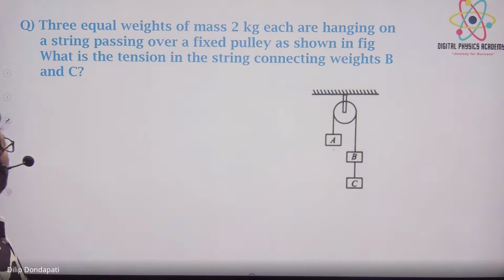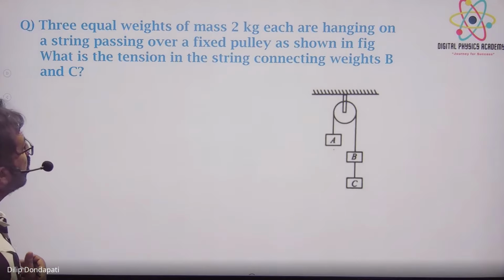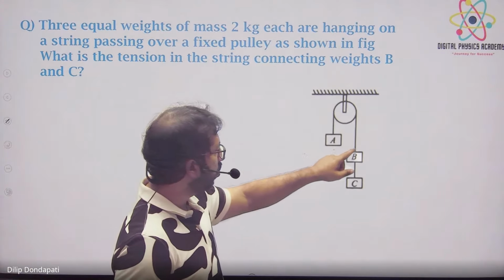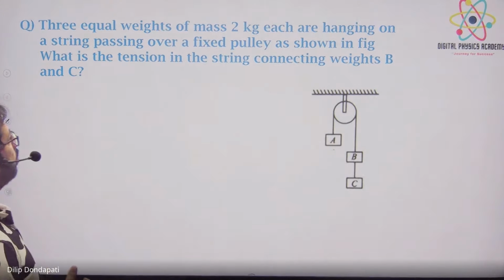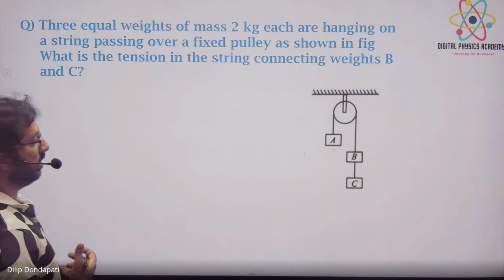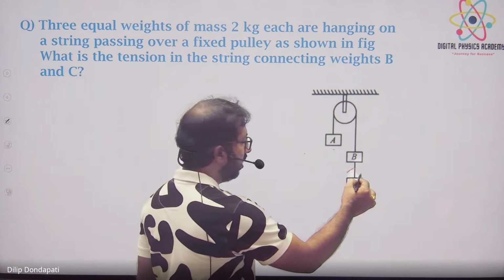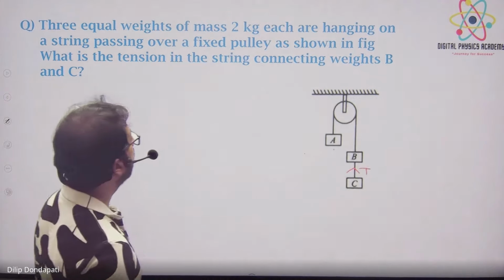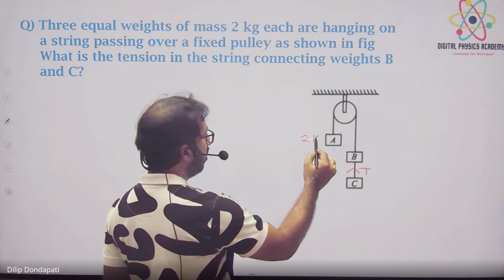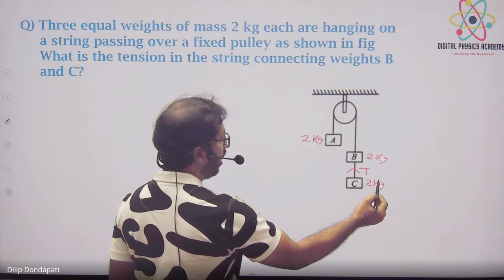ओके. Go for 3 equal weights of masses 2 kg each hanging on a string passing over a fixed pulley. देखो 2 kg 2 kg 2 kg they are hanging on a fixed pulley. What is the tension in the string connecting weights B and C? B and C के बीच में tension T चाहिए. So in which direction is acceleration acting? किस तरफ जाएगा? So won't it go in direction of BC? हाँ हमारे जो वेट है वही डालेगा ना.